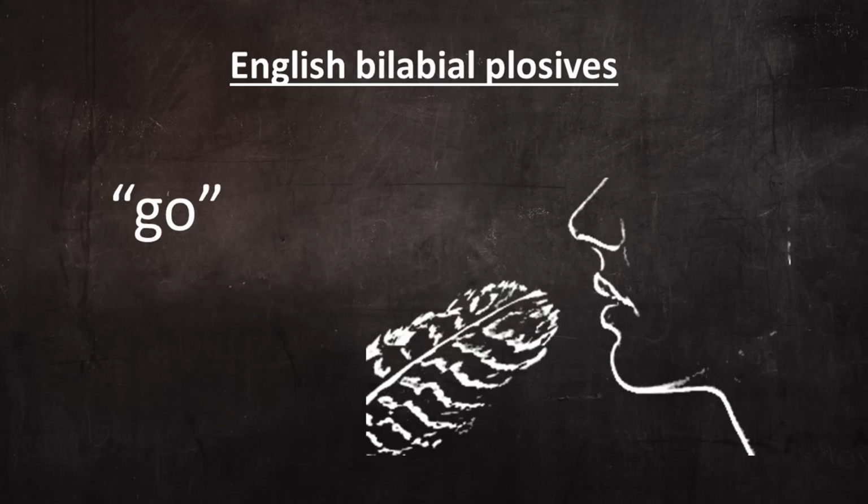We can test the plosiveness of English G by placing a feather in front of our mouth and pronouncing the English word go. Go, go. If you do this experiment, you'll observe that the feather does not move around with a burst of air from the G sound.